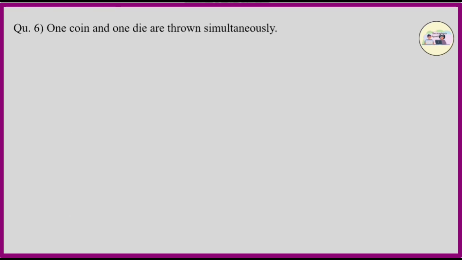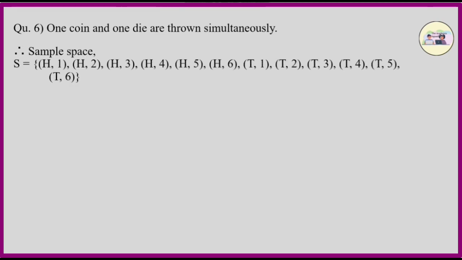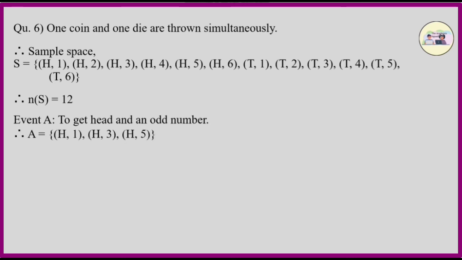The next question is, one coin and one die are thrown simultaneously. Therefore, sample space S is equal to {H1, H2, H3, H4, H5, H6}, similarly T1, T2, T3, T4, T5, T6. Therefore, n(S) is equal to 12. Condition for event A, to get head and an odd number. Therefore, A is equal to {H1, H3, H5}. Therefore, n(A) is equal to 3.